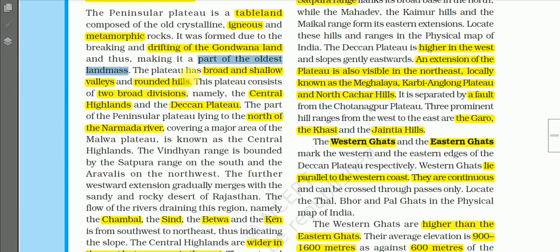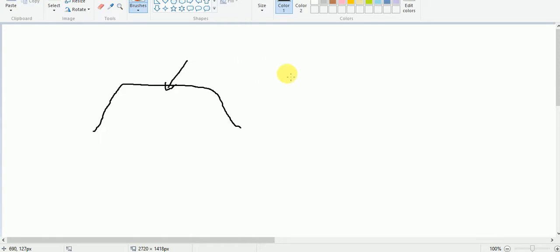The plateau has broad and shallow valleys and rounded hills. Since it is very old, see here, the river valleys are shallow like this. This is the cross section of the river, and the hills are also rounded, not pointed. Hills here are rounded, and the river valleys are also shallow and broad in this way.